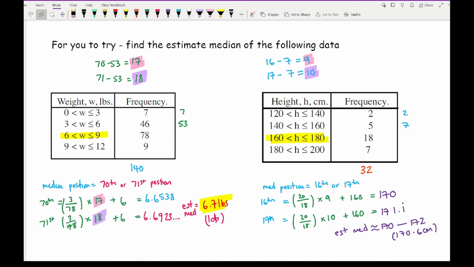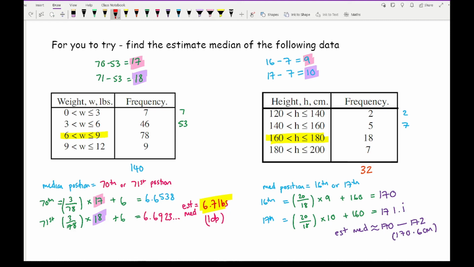So in the first question that you had to work on, with regards to weight, your median position is the 70th or the 71st number position. Now what you then need to do is decide which of these two numbers you're going to find, or if you want to find both of them, that's absolutely fine. So then you do the class width, which in this case, the class where the median lies is this group of 6 to 9.